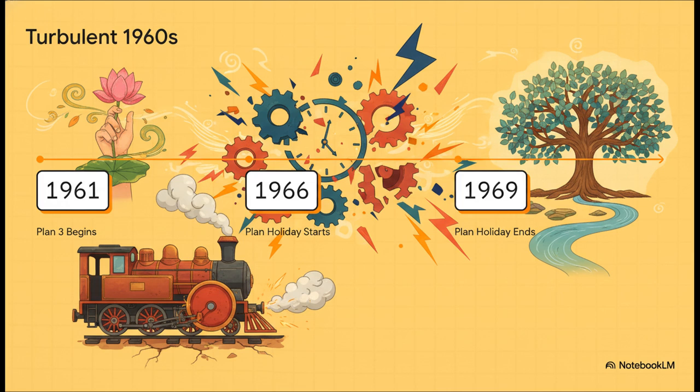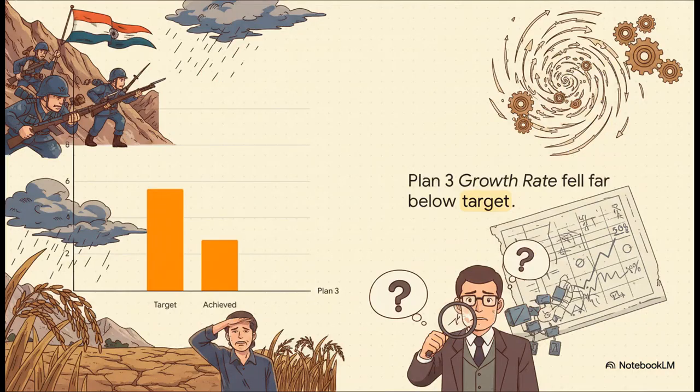Let's look at exactly why things went off the rails. The third plan was based on the self-reliant goals of the Gadgil formula, aiming for a 5.6% growth rate. But as you can see, they only hit 2.8%, literally half of what was expected. Why? Well, causality is key here. India was hit with a war with China in 62, another war with Pakistan in 65, and on top of that, back-to-back severe droughts. It was a crushing blow to the economy that made projecting out 5 years completely impossible.